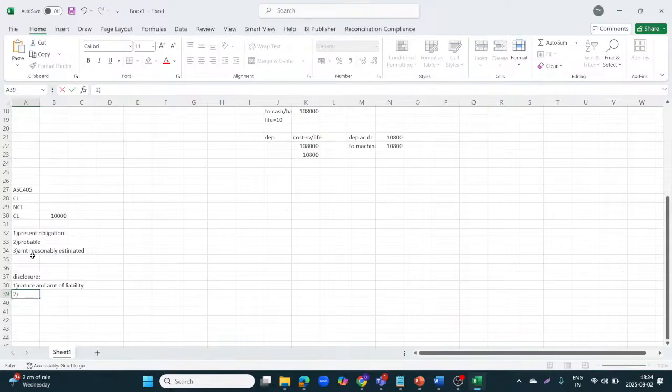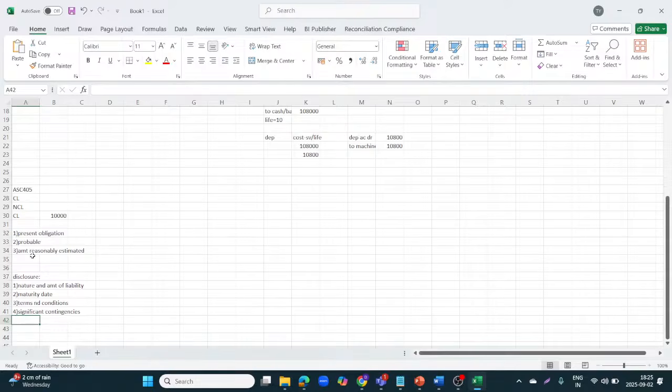Secondly, you need to disclose the maturity date of your debt. Third, you need to disclose terms and conditions, like the interest rate for loans. Fourth, you need to disclose any significant contingencies, even if they are not recorded. These are all the things you need to disclose.